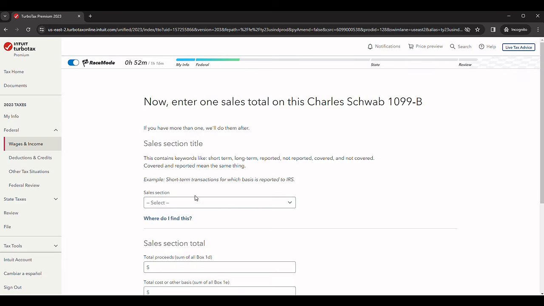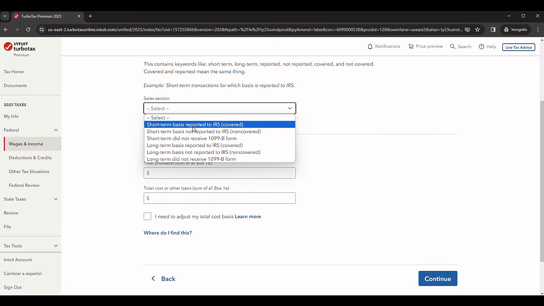And I just want to show you this. Okay. So make sure you mark off the correct one. For example, short-term, there's multiple short-term. Short-term basis reported to the IRS. Okay, so make sure you don't confuse these. You might have information to report in this one and in this one, okay? So make sure that you're reporting it in the correct section, in the correct spot. Otherwise, this can trigger an IRS letter. I've seen it. I see it happen all the time. So just make sure you're reporting it correctly.